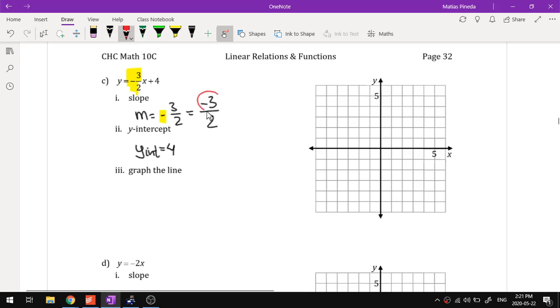So the numerator is my rise. If it's a negative rise, it just means that instead of counting upwards, we're counting down. We'll see that in a sec. This is our run. So I first place my y-intercept, positive 4. It's over here. And then if the rise is -3, I start at this y-intercept. I go down 3 steps. 1, 2, 3. And my run is 2, so I move 2 steps to the right. There's my second point. And I can repeat this if I want. 1, 2, 3, 1, 2. And then I just put in my straight line.